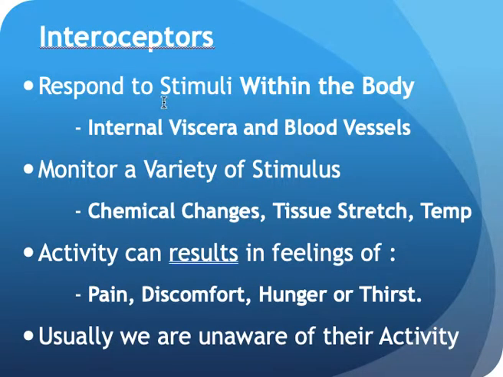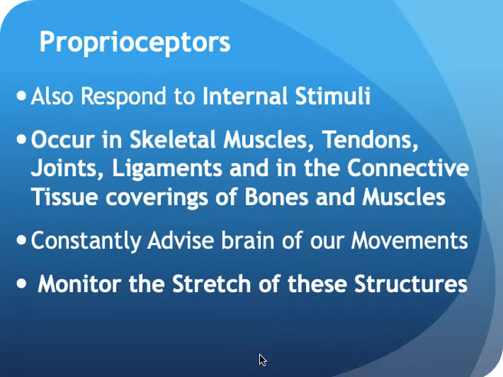Interoceptors are going to respond to stimuli within the body. So this is internal viscera or organs, blood vessels. They're monitoring a bunch of things inside the body: chemical changes, tissue stretch, temperature. They can activate feelings of pain, discomfort, hunger, thirst. But again, within the body. And usually these are things that we're unaware of until they get to a certain point, and then your body's going to tell you, hey, you're thirsty, you're hungry. But again, we want to concentrate on just the basic definition.